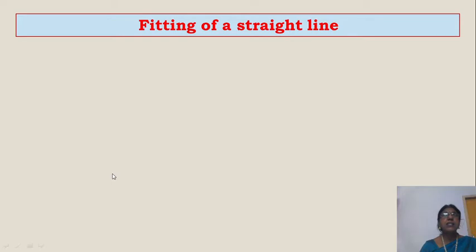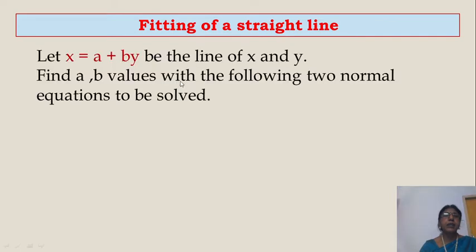By using this least squares method, we are going to fit a straight line. We know that the straight line equation is a first degree equation in x and y. Let x = a + by be the line in x and y. In terms of x and y, it indicates a line. x = a + by, where a and b are constants. Find a and b. If we find the a and b values, then we get a straight line.